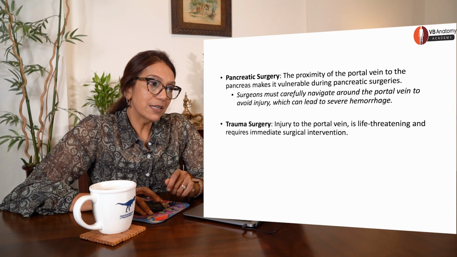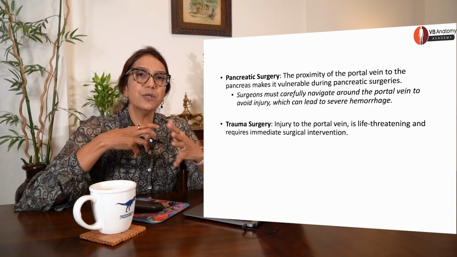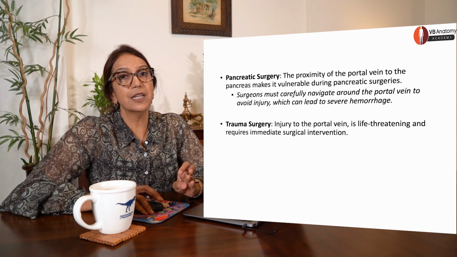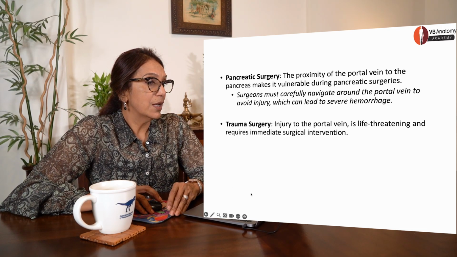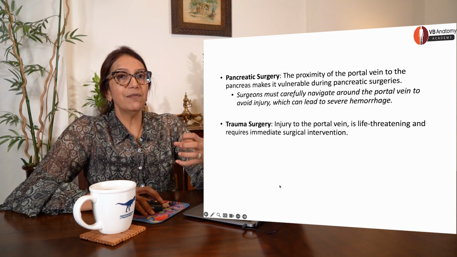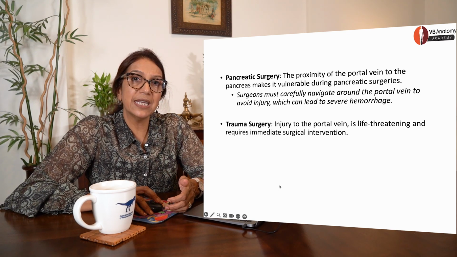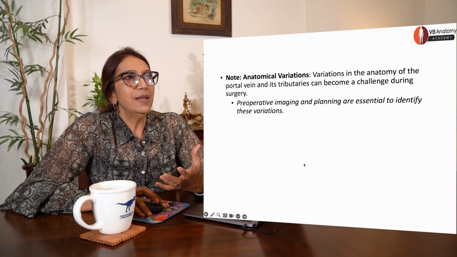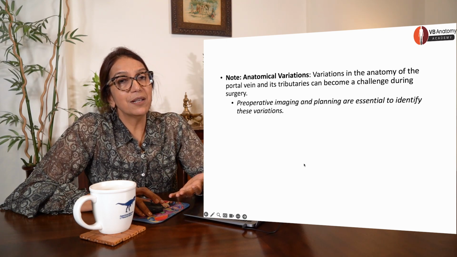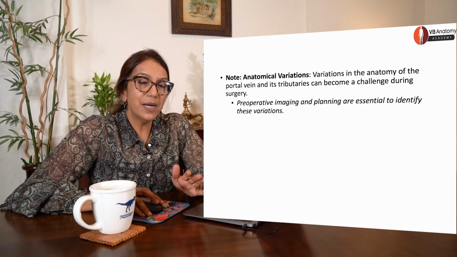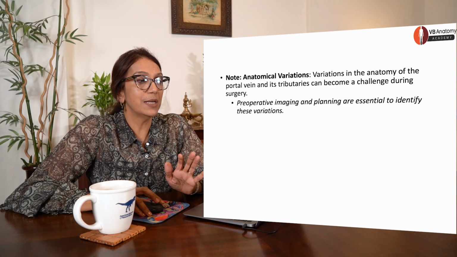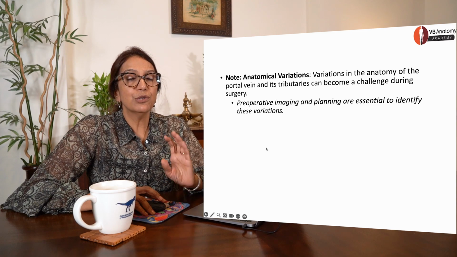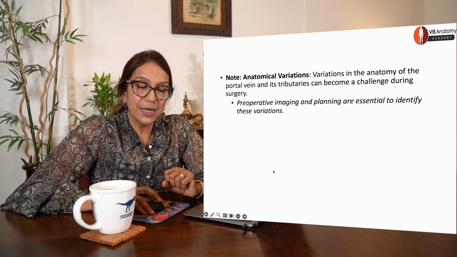For pancreatic surgery also, because of the close proximity of the portal vein, you have to know the anatomy well. Otherwise, it can lead to severe hemorrhage. In case of trauma also, the portal vein, which is so centrally situated, can lead to life-threatening hemorrhage. The portal vein has got its own set of anatomical variations. Before operating on any planned abdominal surgery, pre-operative imaging and planning should be done so that such variations are identified.